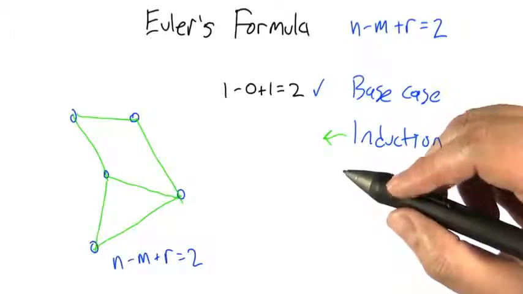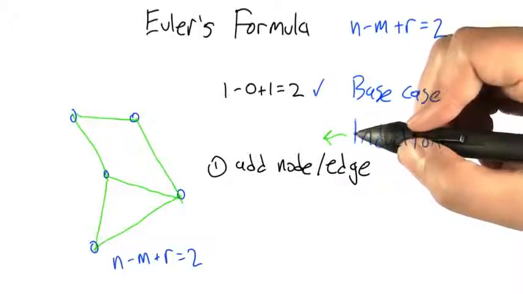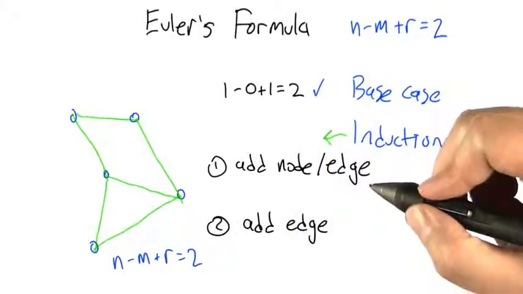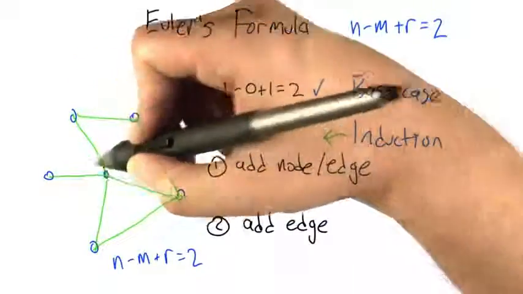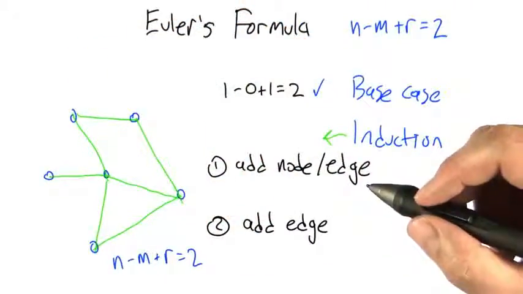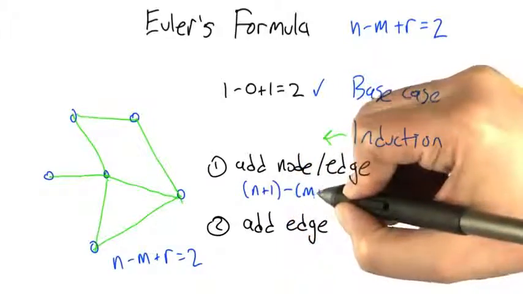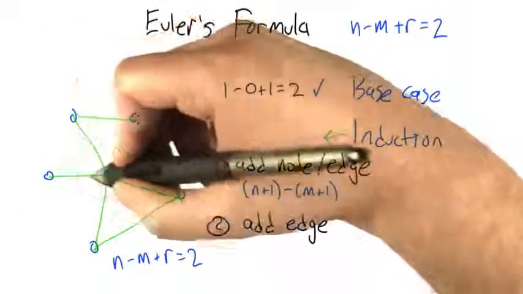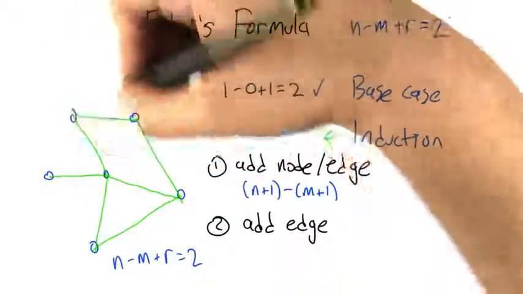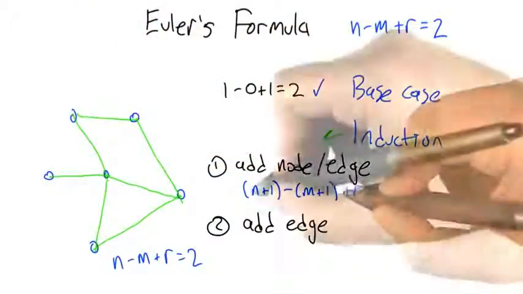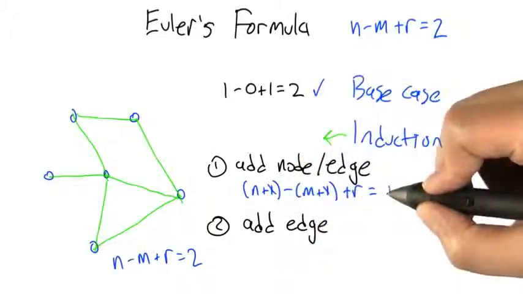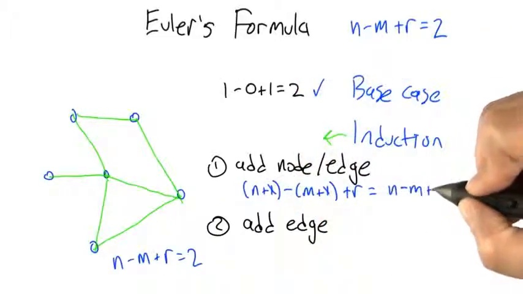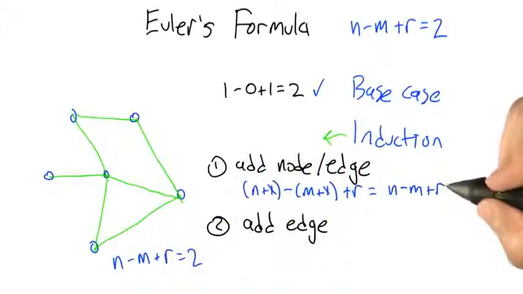There's two different ways that we can add to this graph. We can add a node and an edge together, or we can add an edge between two existing nodes. Let's consider this first case where we add a new node and an edge, and it's still a planar graph. What happens to n, m, and r? Well, we have one new node and one new edge, but the number of regions hasn't changed. We're just jutting into some region inside or outside, but it doesn't change the total number of regions. n plus 1 minus m plus 1, these ones cancel, and we get n minus m plus r, which by our inductive hypothesis we said is 2. So in that case, the formula still holds.